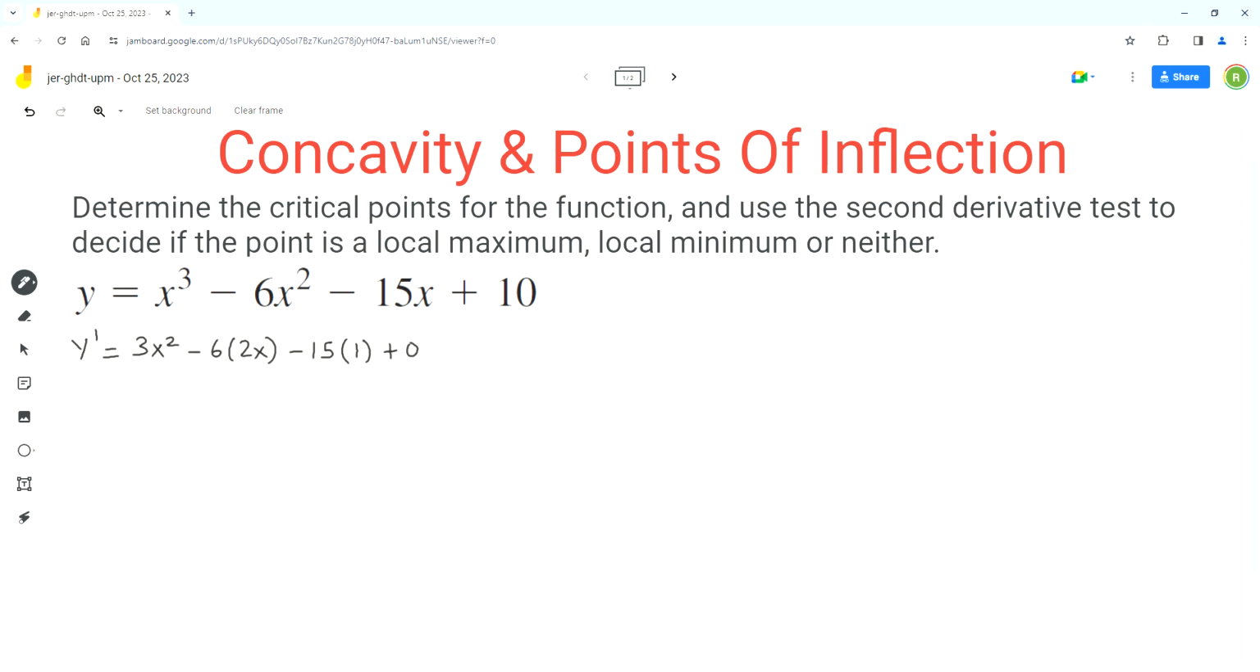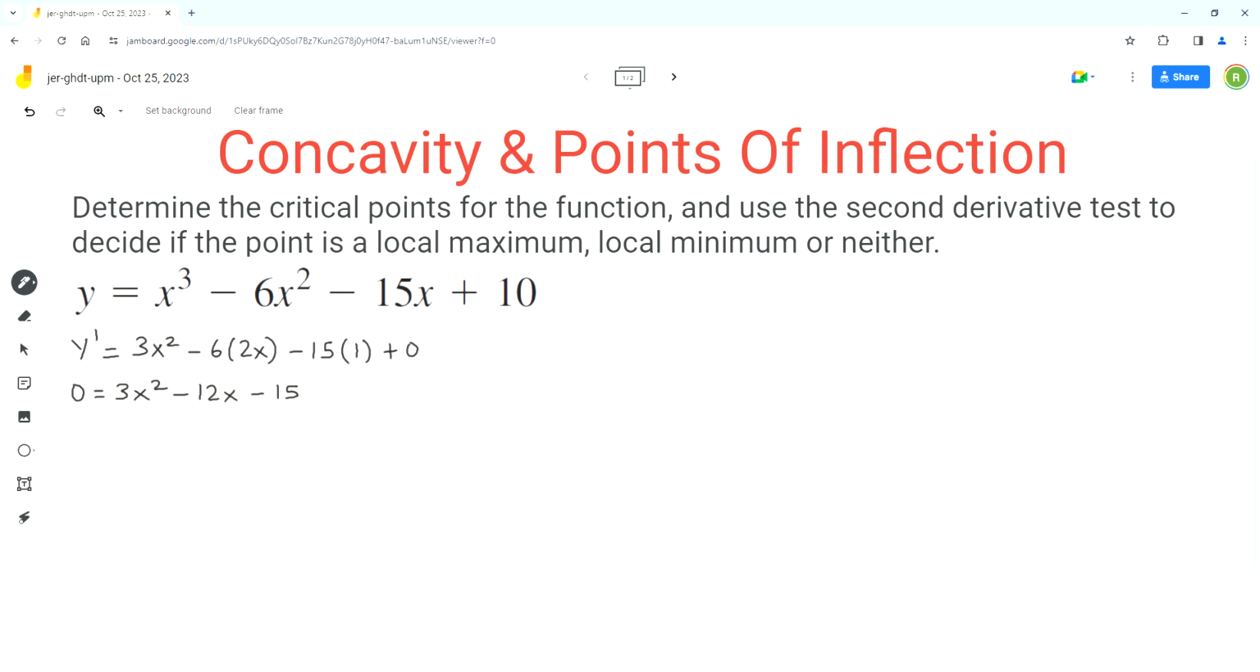Now we can set the derivative equal to 0. So we set y prime equal to 0 on the left side, and we can simplify the expression on the right side. We get 3x squared, and we can do 6 times 2, which is 12, and 15 times 1 is 15, and the 0 goes away. Now we have to solve this equation to find the critical numbers. This is a quadratic equation, so we can solve it by factoring.